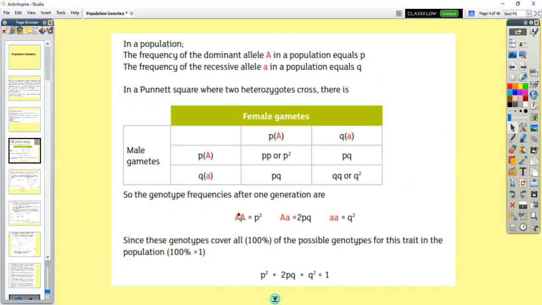Okay, so if you get your big A, that's the same as the frequency of a small p and a small p, or p squared. If you get a big A with a small a, as you do here and here, that's the same as a PQ, so you have 2PQ overall. And then if you get the homozygous recessive small a, that's Q times Q, or Q squared. Okay, and then what you need to remember is P squared plus 2PQ plus Q squared equals 1, and also P plus Q equals 1 as well.